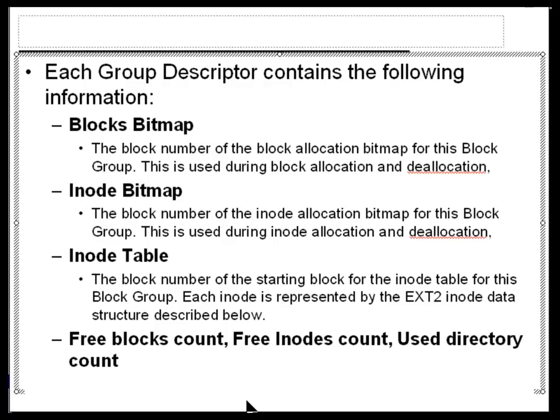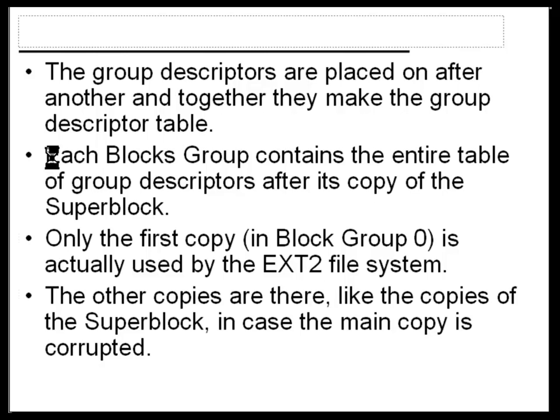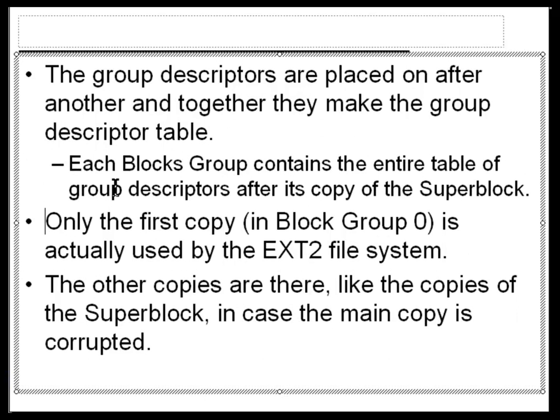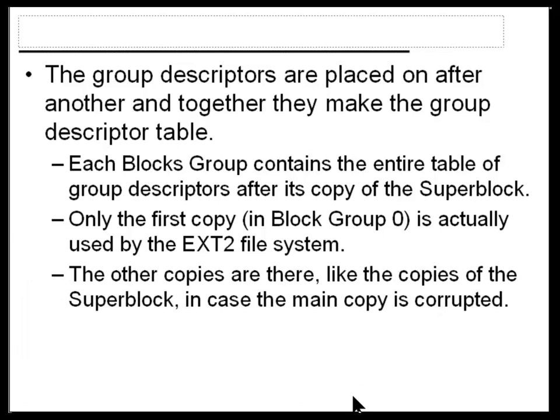So essentially, each block group is going to consist of the superblock and a block group descriptor. And so this should be down here like this. The group descriptors are placed one after another, and together they make the group descriptor table. Each block group contains the entire table of group descriptors after its copy of the superblock. And only the first copy is actually used by the ext file system unless block group 0 somehow is damaged, and then the other block groups can be used.